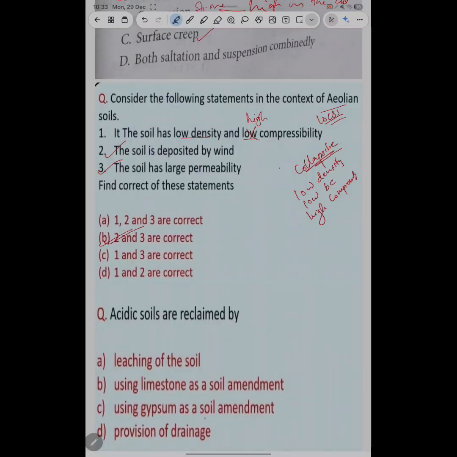Okay, I will explain one more time. We learned about collapsible soil. The collapsible soil is a soil with low density and very low bearing capacity, but it has high compressibility. The same we applied here. The soil has low density and low compressibility is given here, but that is wrong. High compressibility. Then we know that aeolian soil is a soil deposited by wind and it has large permeability also. So option 2 and 3 statements are correct. So here option B is the correct answer.